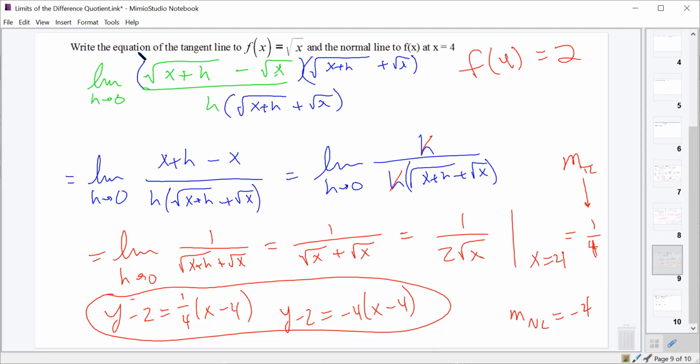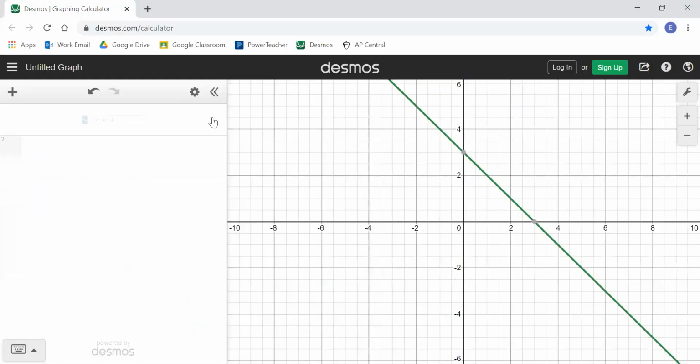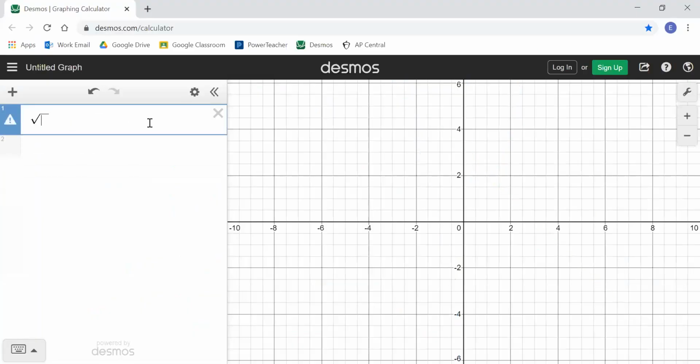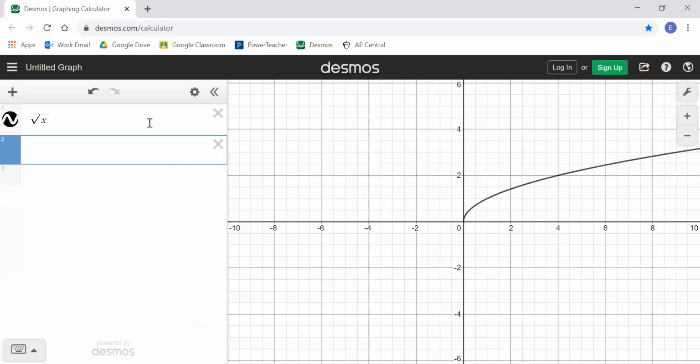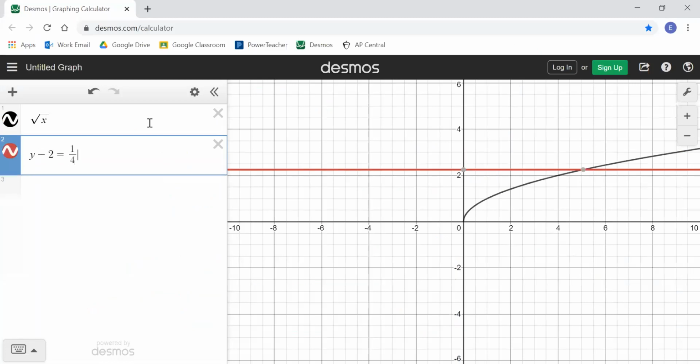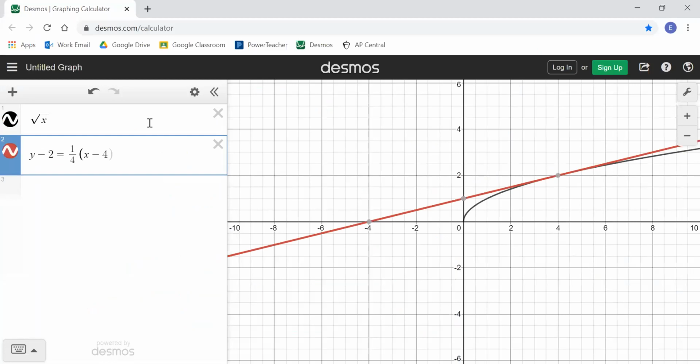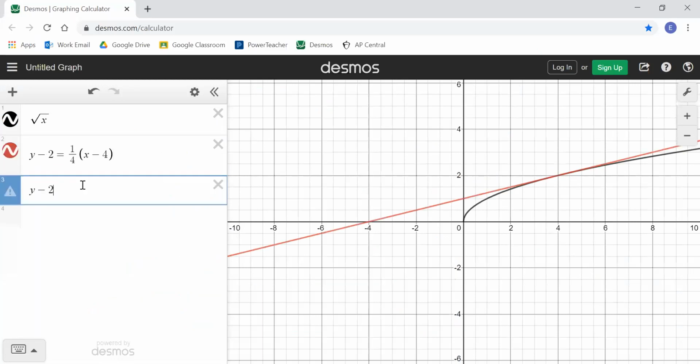And real quickly, we'll take a look at them on the graph. So we had square root of x, right? And we had y minus 2 equals 1/4 of x minus 4. And that sure looks like a tangent line at x equals 4, doesn't it? It's touching the graph right there, but staying on one side of it. And that would definitely mean that the other one ought to be the normal line. And it sure looks like it is. Good or no? Good. All right.